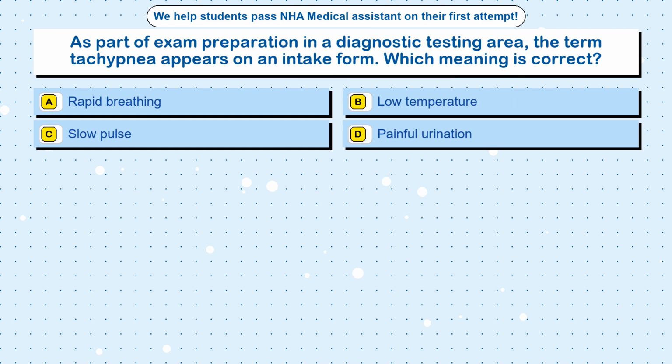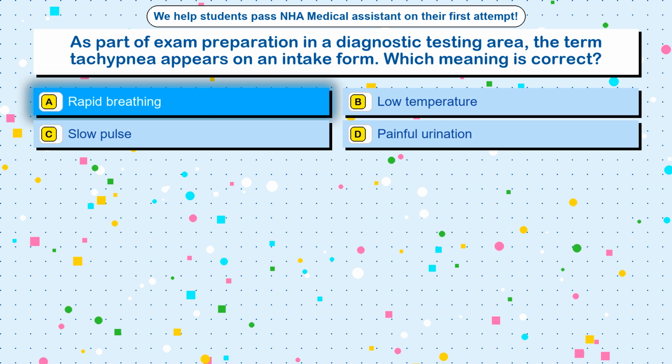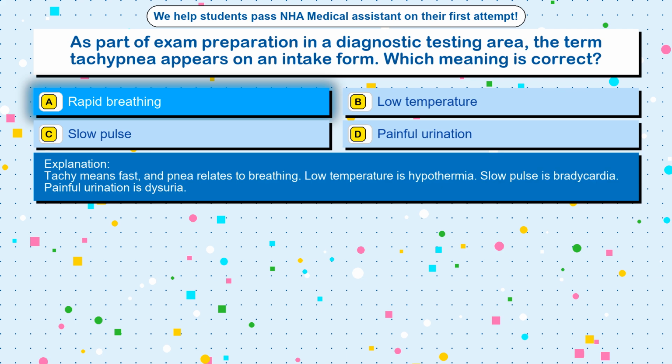Question 23. As part of exam preparation in a diagnostic testing area, the term tachypnea appears on an intake form. Which meaning is correct? Option A, rapid breathing. Option B, low temperature. Option C, slow pulse. Option D, painful urination. The correct answer is option A, rapid breathing. Tachy means fast, and nea relates to breathing. Low temperature is hypothermia. Slow pulse is bradycardia. Painful urination is dysuria.